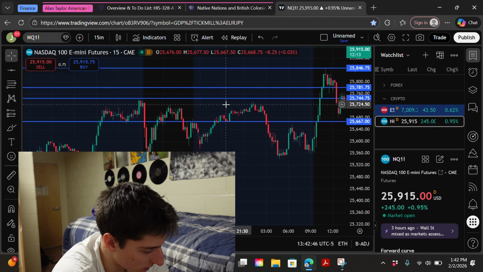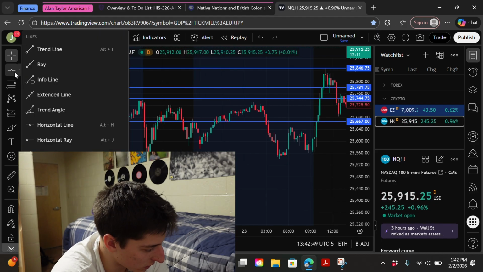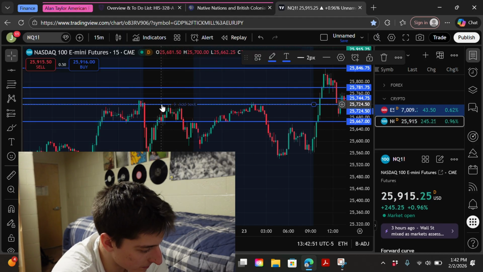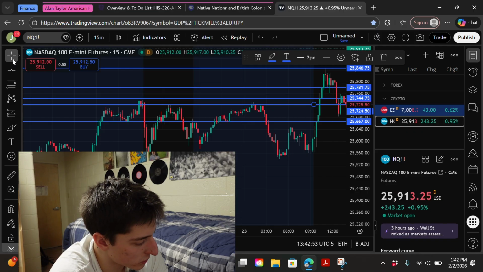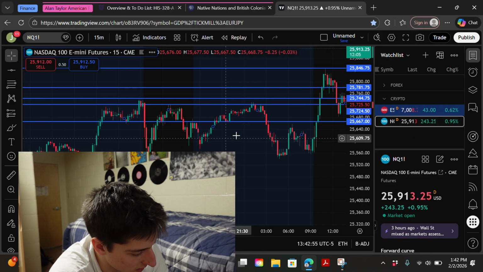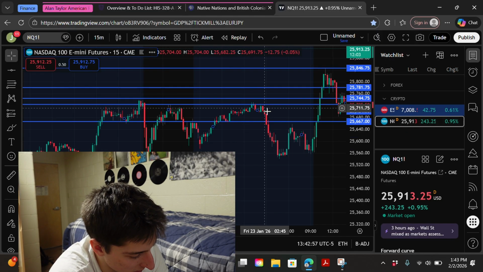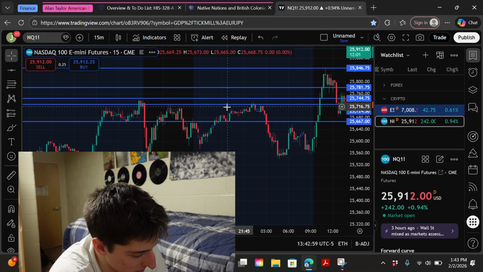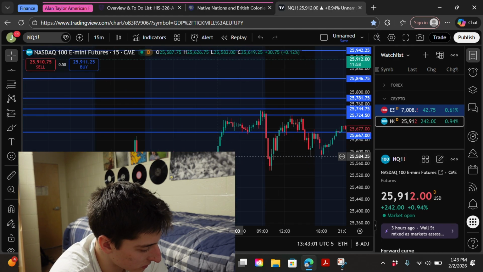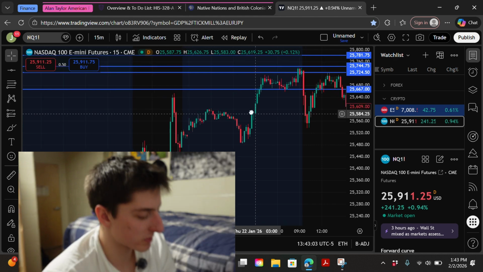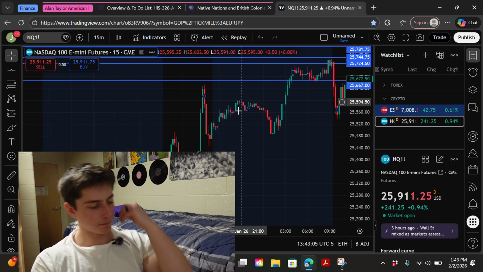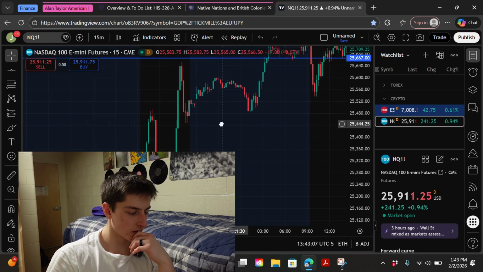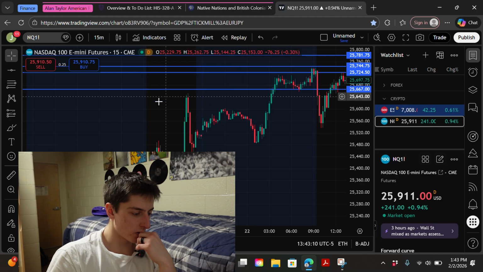Let's look for some more. Liquidity sweep has happened right here. As you can see, liquidity is swept. Market goes down, up a little bit, and then down some more after it sweeps this one. So liquidity sweeps are basically just used for retracements. This is a good one right here. Really good one right here.